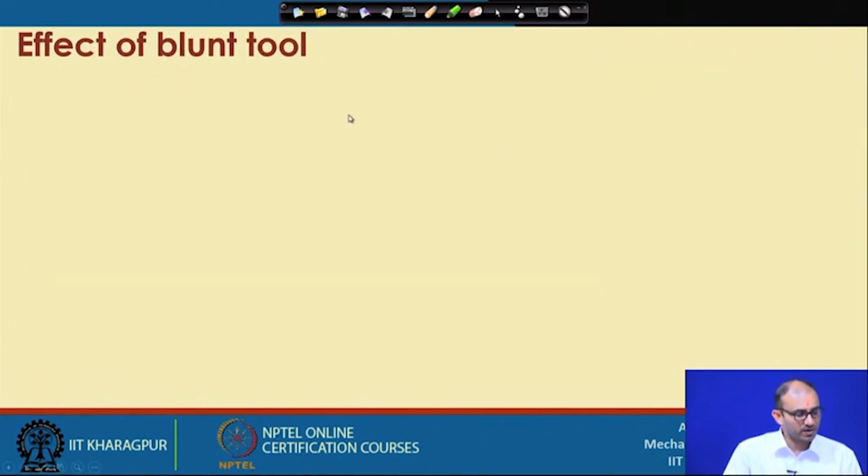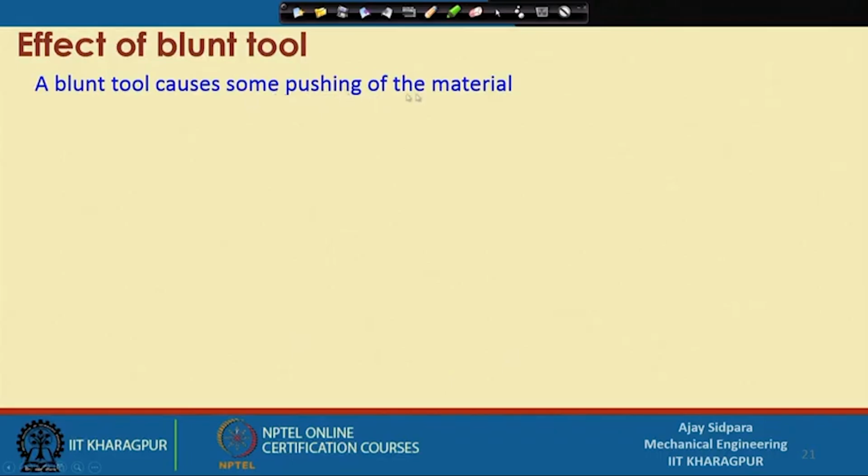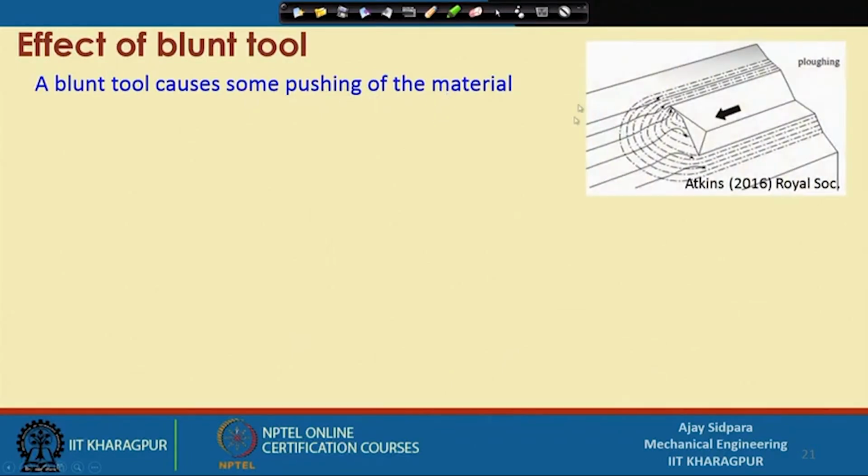Now, what is the effect of a blunt tool? Because till now we have seen some examples where we are talking about the cutting edge radius of the cutting tool, where we have seen that it is not an ideally sharp cutting tool, and we always have some radius that is called the cutting edge radius. So, what will happen is that the blunt tool causes some pushing of the material, as we have seen in this diagram. Pushing of the material happens in different directions. So, there are different locations. Let us identify those locations first.